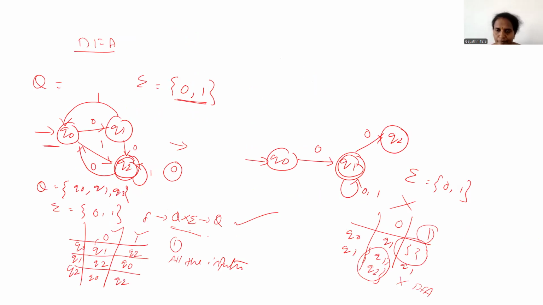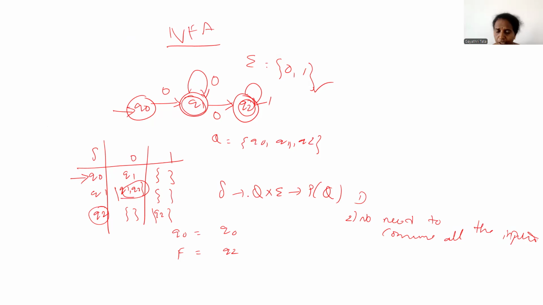So once again, the main difference between the DFA and NFA is, after reading one input, a DFA has to move to only one state. That is one difference. And the second difference is that in a DFA, all states have to consume all the inputs. But in an NFA, it's not like that. After reading an input symbol, it can move to more than one state, and there is no need to consume all the input symbols. So I think you understand the main differences between the NFA and DFA.